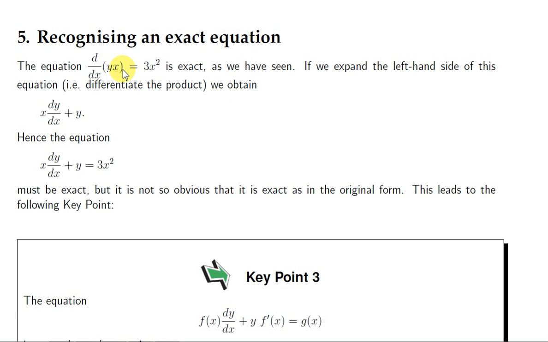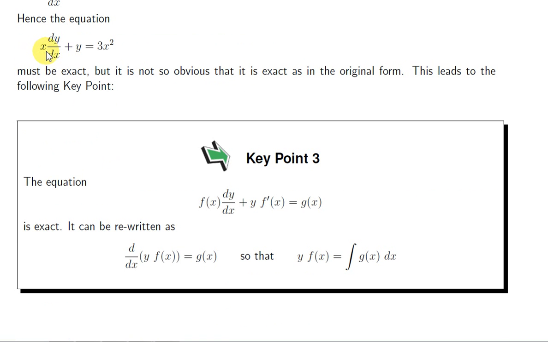Well, we could have done it the other way around, of course. We could have said y times the derivative of x with respect to x, which is 1, plus x times the derivative of y with respect to x, which we just write dy/dx, since we don't know what y is as a function of x. So this is just the product rule. So we could write the left hand side like this, x dy/dx plus y, and now our differential equation is not so obvious to solve.